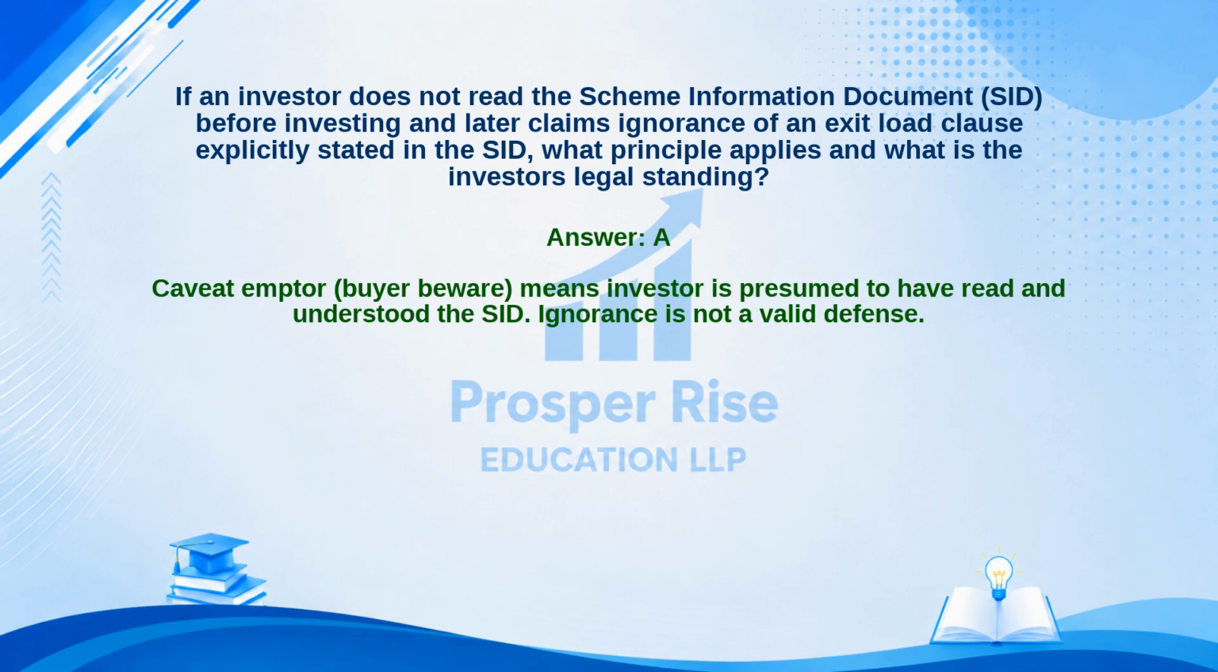Option A. Let's see why. Caveat emptor, buyer beware, means the investor is presumed to have read and understood the SID. Ignorance is not a valid defense.